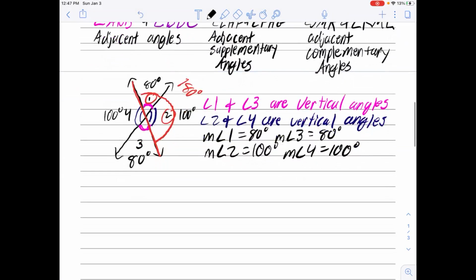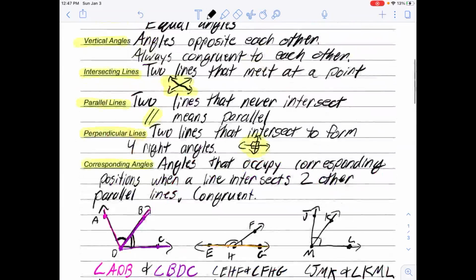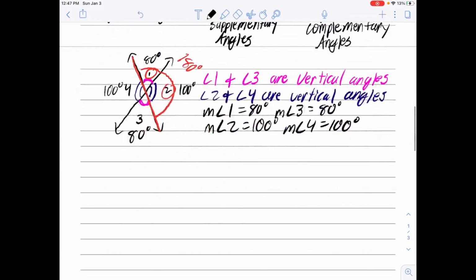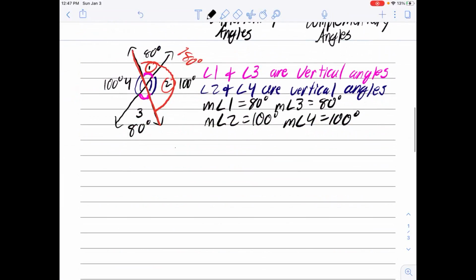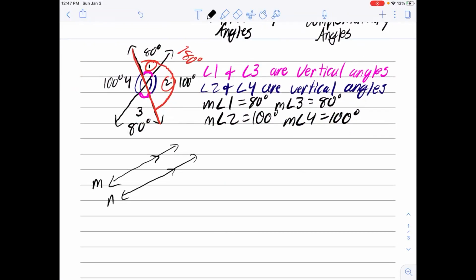The next thing was parallel lines. Parallel lines are two lines that never intersect. So parallel lines look like this. To show that they're parallel, we put little arrows on them like this. That shows that they're going the same direction. So if I named this line M and I named this line N, this is my shorthand again. This means M is parallel to N.